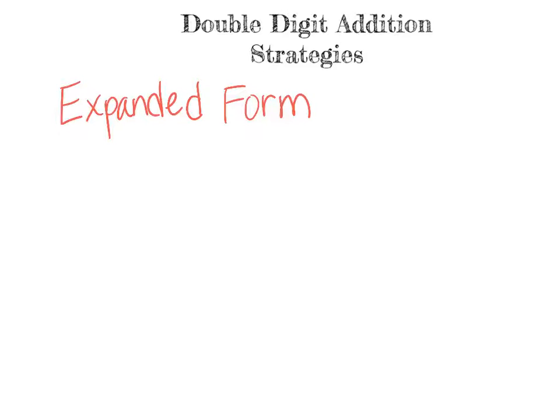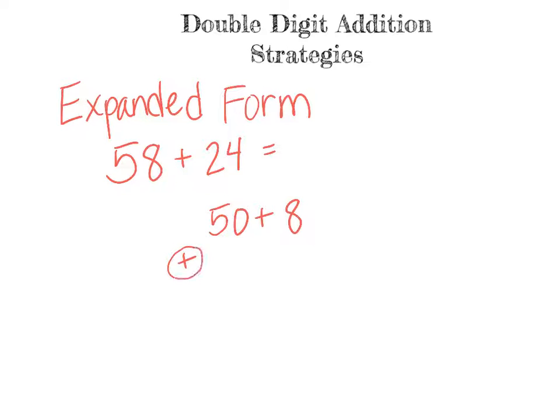Expanded form, I am going to use 58 plus 24. Okay? So now I need to write my numbers how we write them in expanded form. So I have 58 as my first number, so this would be 50 plus 8. Then I need to put a plus because we are doing addition. And then my next number is 24, so I have 20 plus 4.